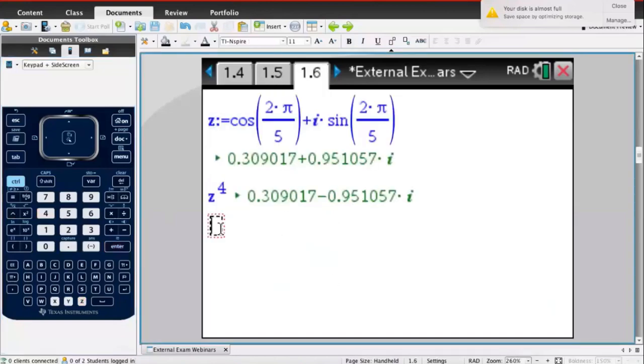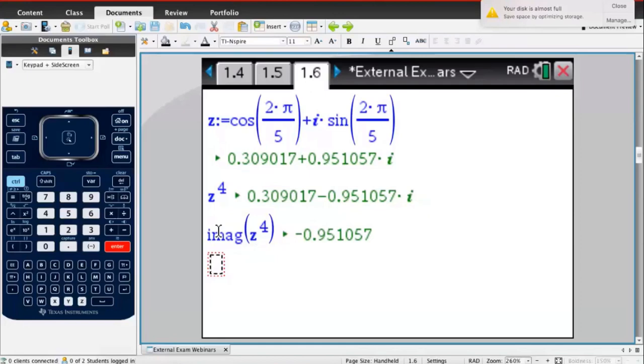Also, if you wanted to, you could use the command imag, and notice how it goes from italic, and it recognises that command, and you could put in Z to the fourth there, and it'll just give you the imaginary bit, so negative 0.951.